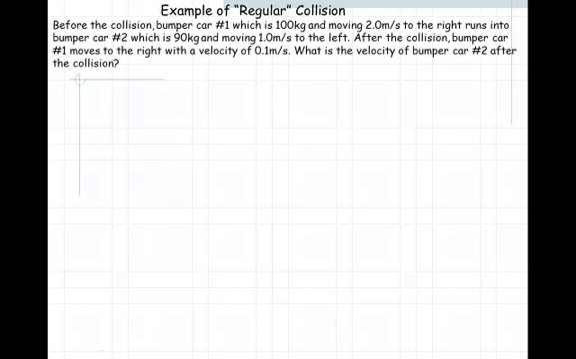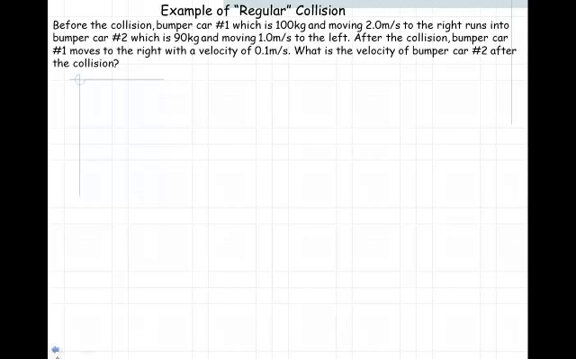Now, let's apply the momentum method in what I call a regular collision. In this example, before the collision, a bumper car, which we'll call bumper car number 1, which has a mass of 100 kilograms and is moving 2 meters per second to the right, runs into bumper car number 2, which is 90 kilograms and moving 1 meter per second to the left. After the collision, bumper car number 1 moves to the right with a velocity of 0.1 meter per second, and we're asked, what is the velocity of bumper car number 2 after the collision?